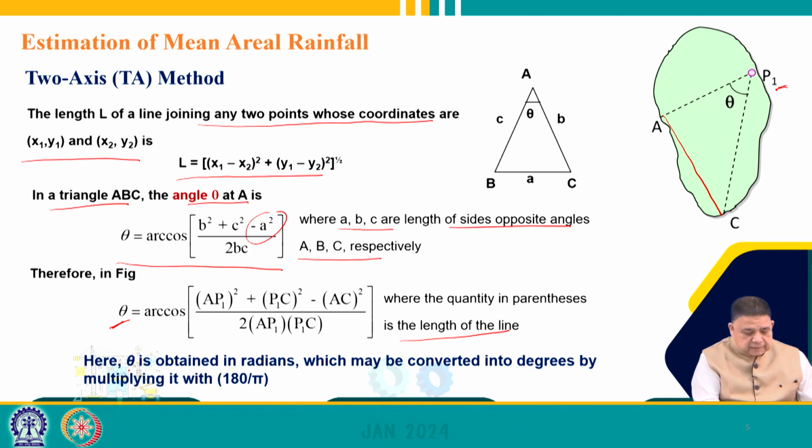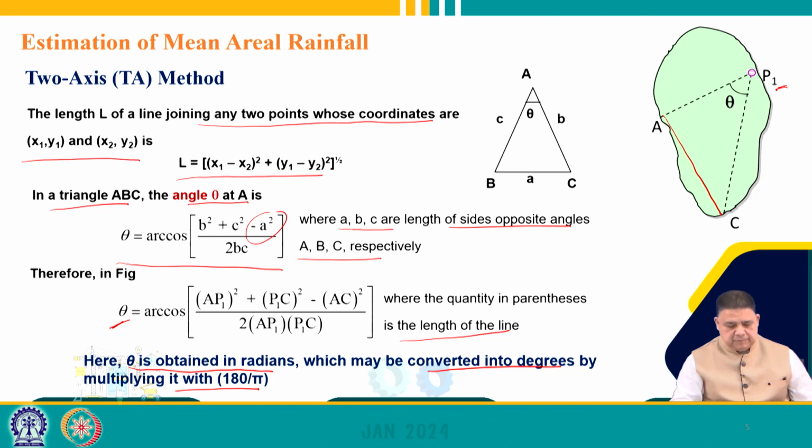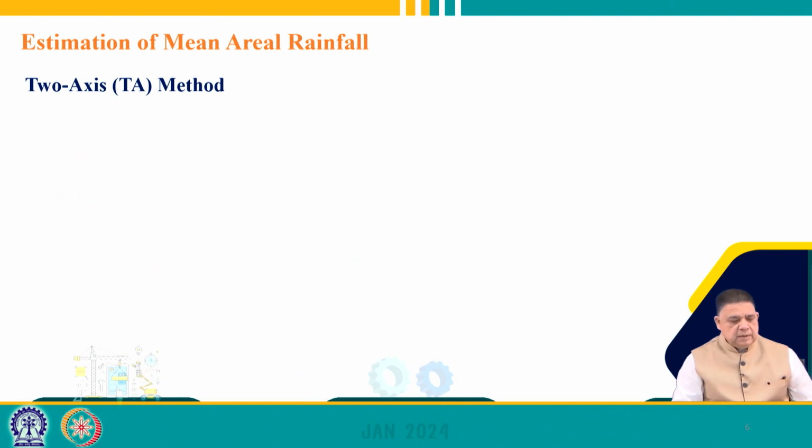An important point here is that theta is obtained in radians, and in order to convert that into degrees, we have to multiply by 180 by pi. That is the thing you have to remember: we get theta in radians in this case. That is an important point to remember.